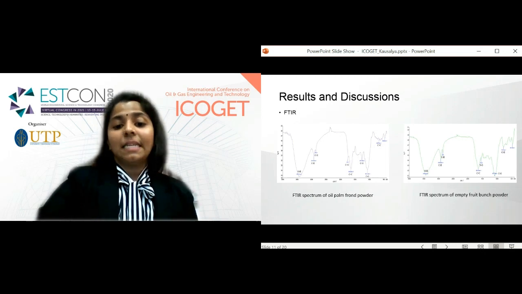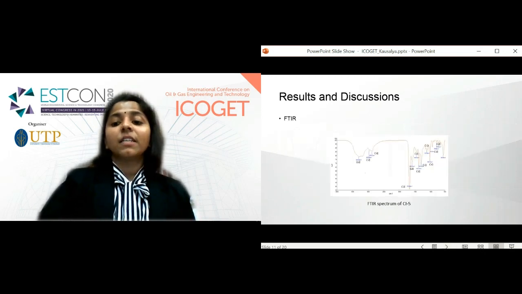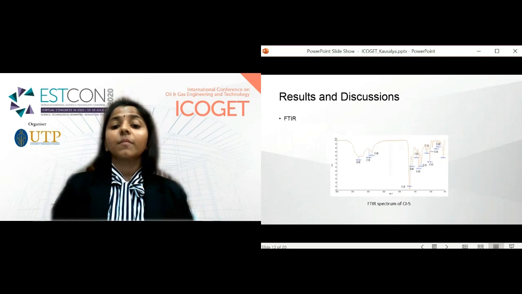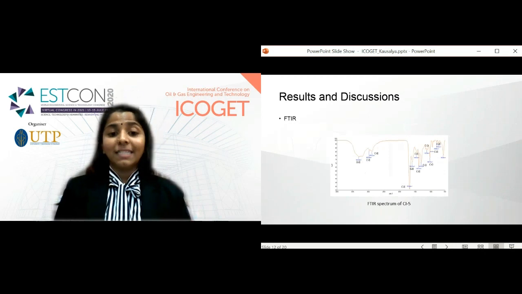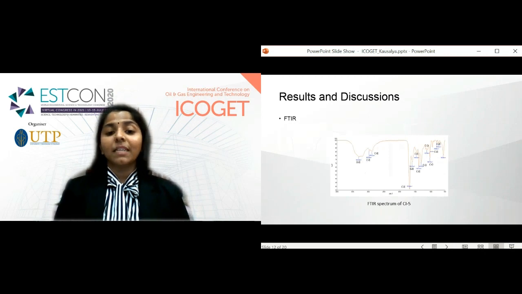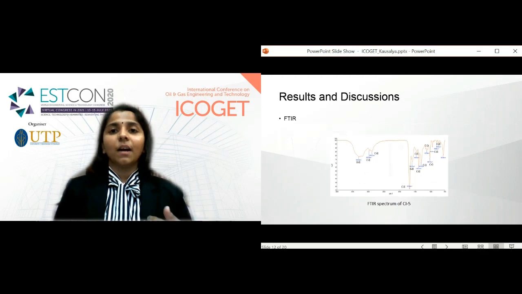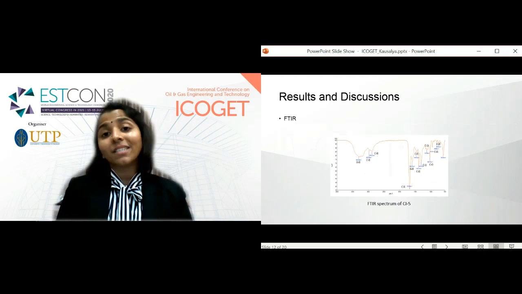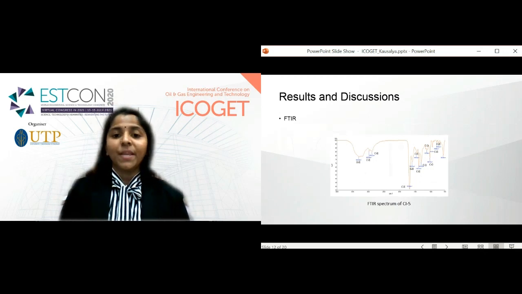As it can be seen here, a similar functional group can be seen for the CI5. With this, it can be said that the functional groups and heteroatoms present in the oil palm frond, empty fruit bunch, and CI5, they contain the inhibitory traits, which is another reason why this biomass waste can be used as corrosion inhibitor, as an alternative for the chemical corrosion inhibitor.